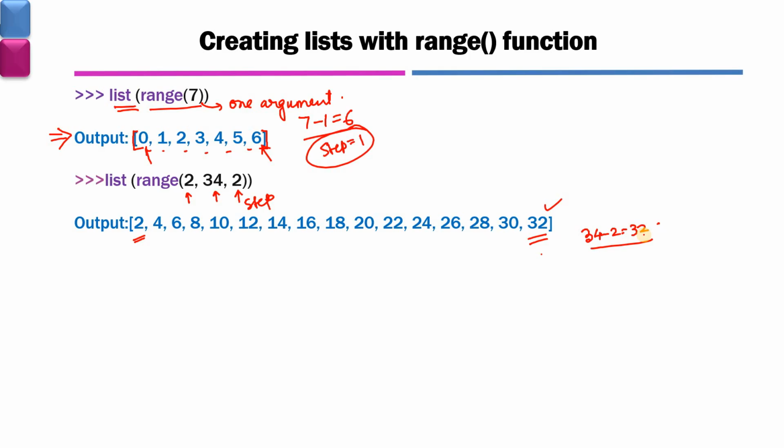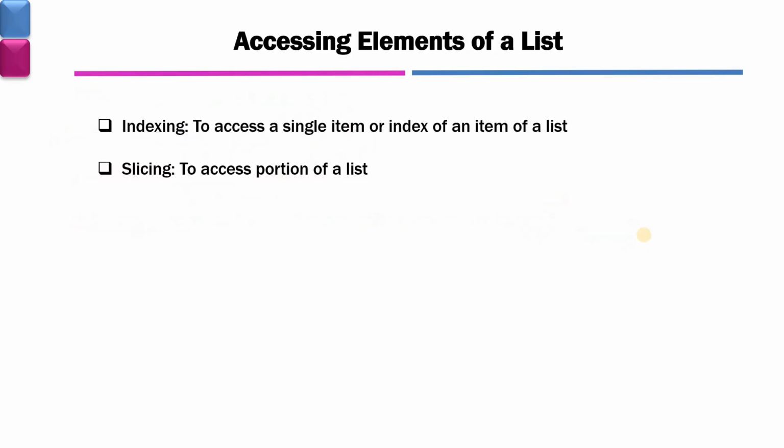Now I will tell you how you can access different elements of a list. As I told you, a list can contain different elements, but how you can access them, I will show you next. Elements of a list can be accessed by 2 methods. One is indexing, and then we will see the second method, that is slicing. Indexing is basically used to access a particular element.